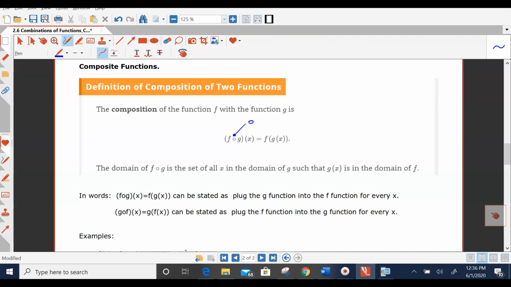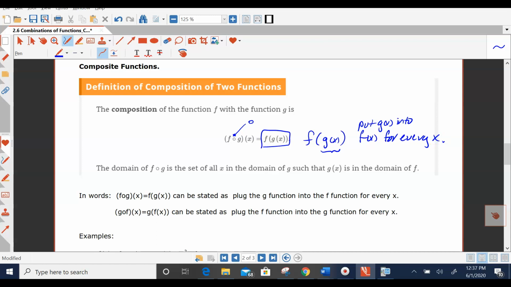Now, when I see that notation, this is what I'm going to write. Notice what I have, f parenthesis g parenthesis x. What we're going to be doing is taking the g function and putting it inside the f function. So we're going to put g of x into f of x for every x.